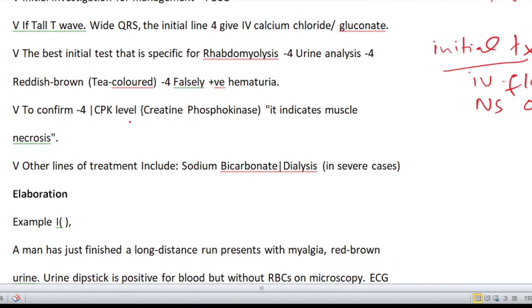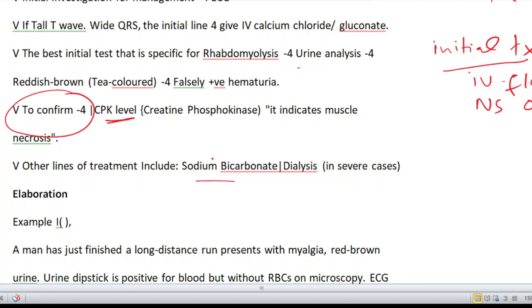Now, to confirm, the CPK level, creatine phosphokinase, indicates muscle necrosis. I told you before that this is very important. The best initial test that is specific for rhabdomyolysis is urine analysis. The urine dipstick will be positive, but there will be no red cells in the urine, so it is a falsely positive hematuria. Other lines of treatment are sodium bicarbonate and dialysis. Now these two things are very important. Now I will tell you.